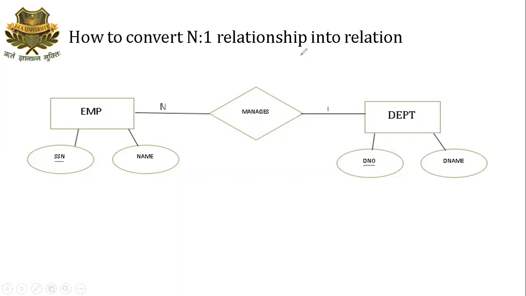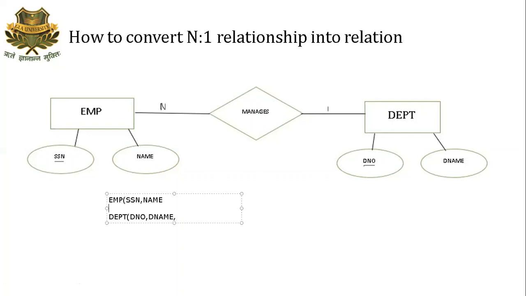So to convert this into relation, first you have to write the name of the relation. So write the name of the relation like EMP and the attributes, social security number and name, and another table, department, where department number is the primary key attribute of the department relation, and department name.